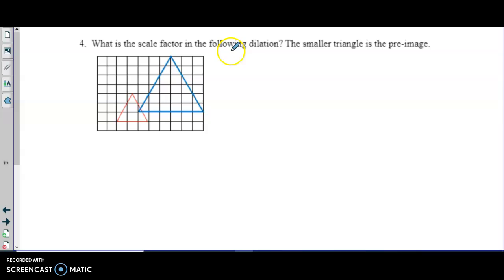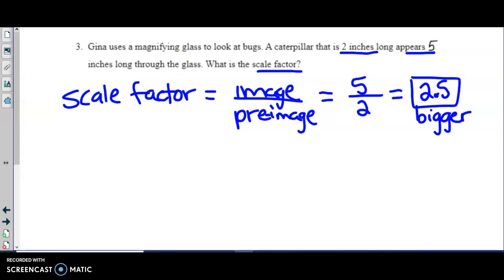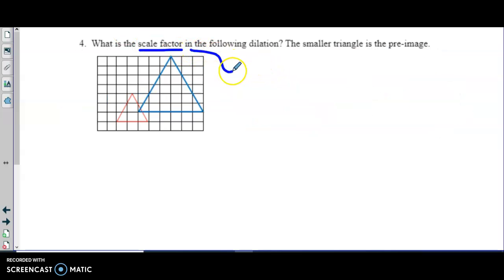What is the scale factor of the following dilation? So again, we're dealing with scale factor. So let's write down our formula again. It's image over pre-image. And then it tells us the smaller triangle is the pre-image. That's important. We have to know which one's which.